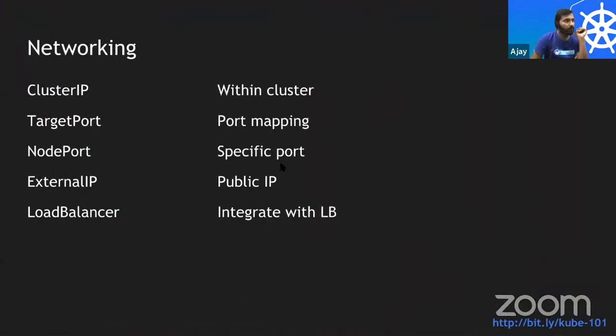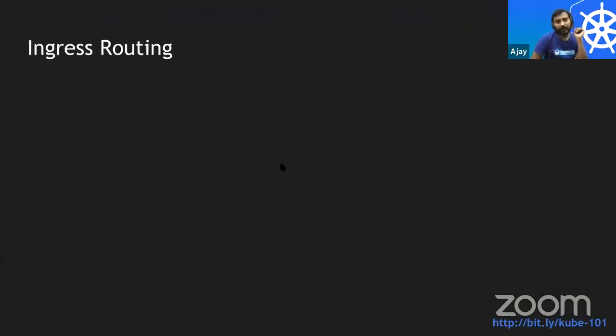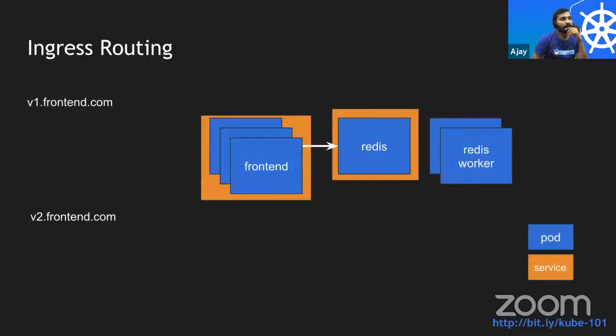So the next topic is ingress routing. This is an interesting topic because let's take the same example. We have the front end application, we have the Redis backend, we have the worker nodes also. The blue ones are the pods. The service is what we were exposing.